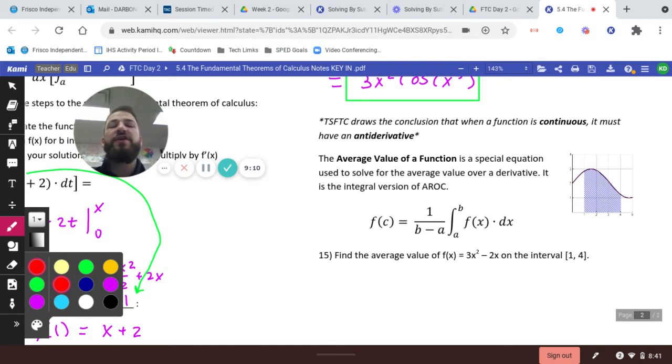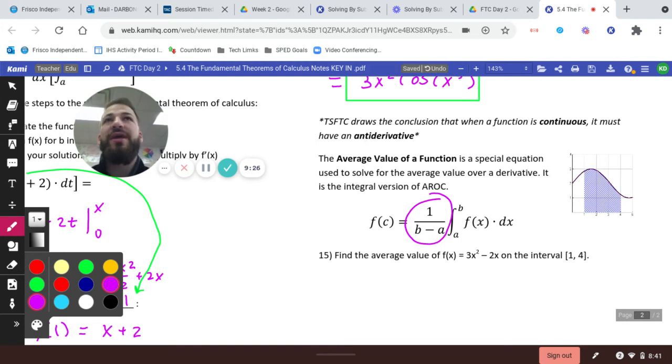So the average value of a function f of c is equal to 1 over b minus a times that integral from a to b of f of x dx. So the only extra thing we're adding in average value is this 1 over b minus a.